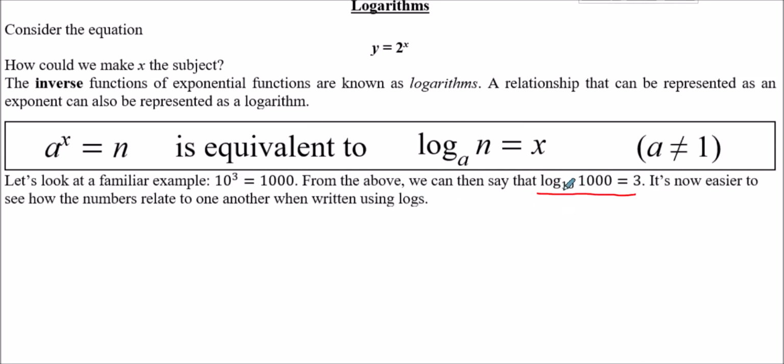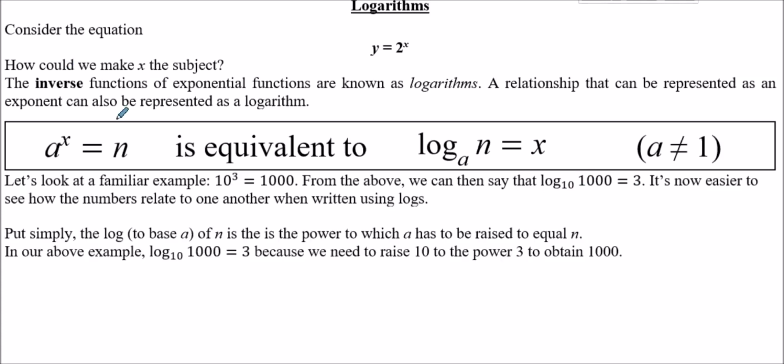So have a look how the 10, 1,000 and 3 relate. So I'm going to explain it now. Here's how I think of it. So put simply, the log of this number n here is the power to which a needs to be raised to equal n. So in our case here, what power does 10 have to be raised to make 1,000? Well, 10 has to be raised to the power 3 because 10 cubed would give us 1,000. This is why the answer to this is 3. So this is one way you can think of logs. The log of a number, in this case 1,000, is a power to which you need to raise the base to get that number.